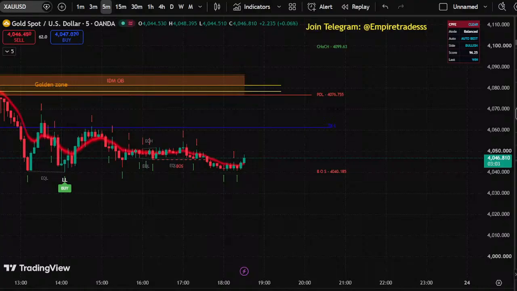In summary, taking a sniper entry in gold trading requires careful analysis, patience, and disciplined risk management. By focusing on key technical levels, waiting for confirmation, and implementing strict risk controls, traders can enhance their chances of entering the market at optimal points and achieving successful trades.